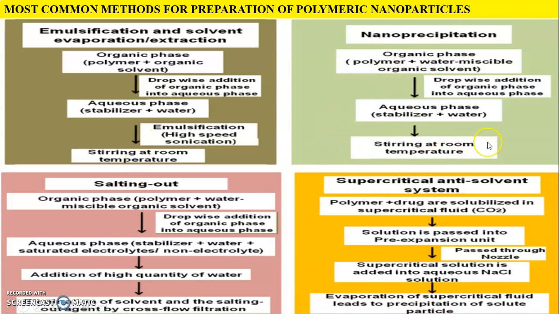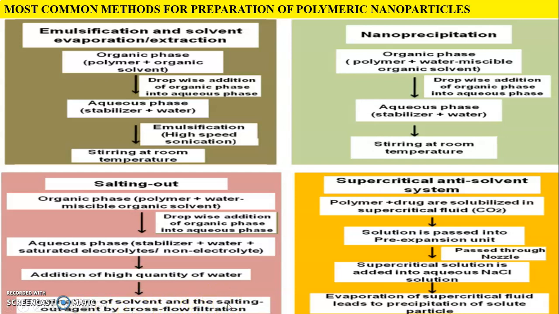As I have already told you earlier, the stirring should be at room temperature, and no high speed stirring is essential in this method. In the case of the salting out method, the organic phase contains a polymer dissolved in a water miscible organic solvent, the same as in the nanoprecipitation method. Drop wise addition of this organic phase into the aqueous phase takes place, which contains the stabilizer, water and the saturated electrolyte or non-electrolyte, and then a high quantity of water is added. When you add a huge amount of water, elimination of the solvent and the salting out agent takes place by cross flow filtration.